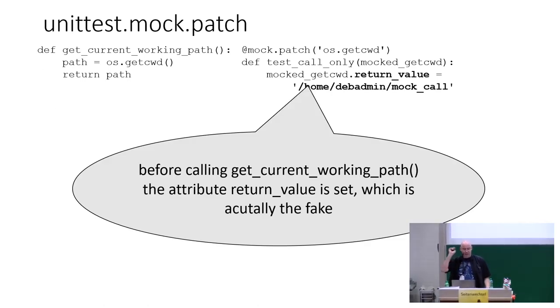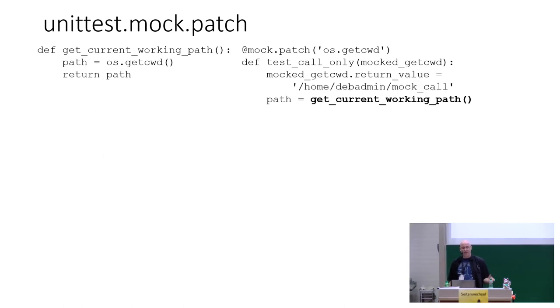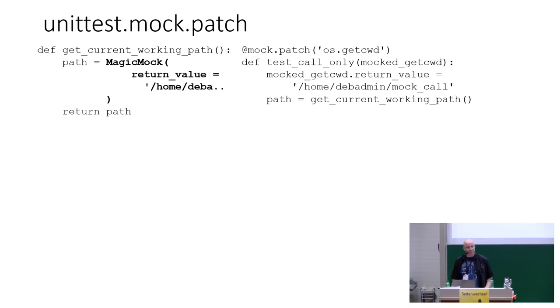So now we faked it. Good. Now it's time to move on. Everything is prepared here. The next step is actually calling our test function. So what happens if we call the test function now? This is the fake. Path isn't set to os.getCurrentWorkingDirectory any longer, but the call is replaced with our magic mock object. This is exactly the object we created here with our patch decorator.